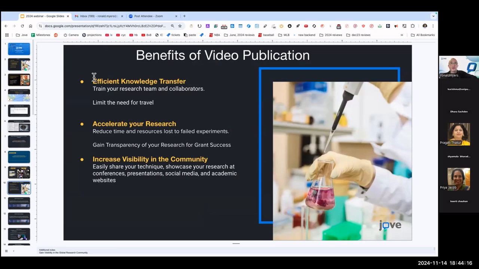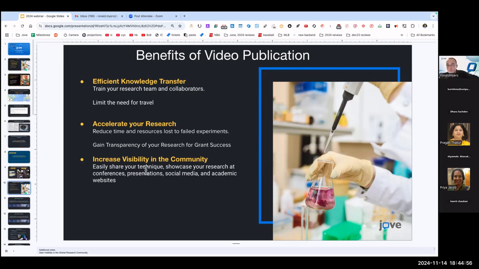Okay, so I mentioned these first two already, and some of the other ones are, when you're writing grants, in many cases there's a section where it asks about reproducibility, how you can demonstrate that your experiments are reproducible. In many cases, people will publish a JoVE video and cite that in their grant application, and they can use that as a way to demonstrate to the granting agencies that they're capable of reproducing the experiment.